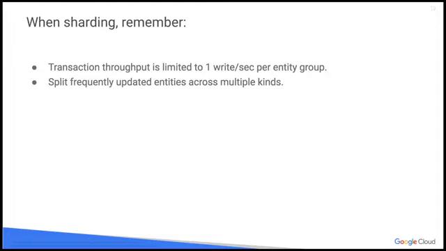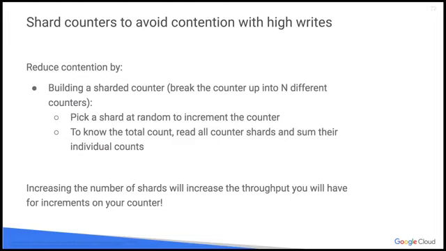Transaction throughput is limited to 1 write per second per entity group. Split frequently updated entities across multiple kinds. In order to avoid contention with high writes, you should shard counters. To update an entity faster than the recommended 5 times a second, you can shard counters.